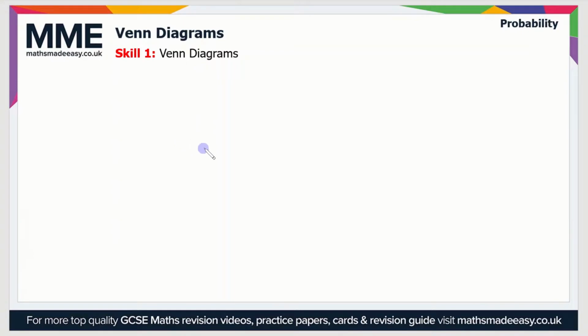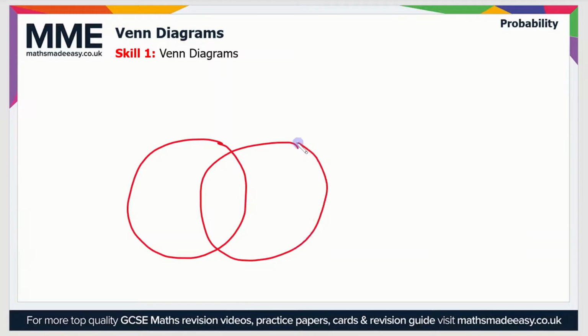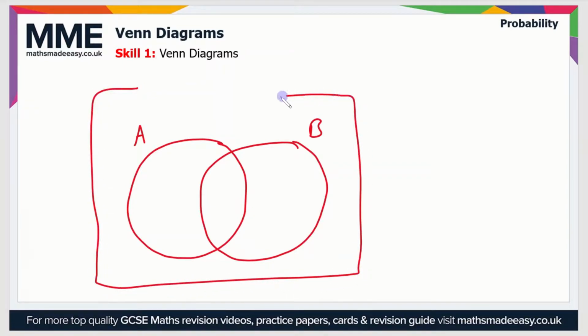So very simply, a Venn diagram for two different sets looks like this. We have two circles, so let's say that this is set A and set B, and we have a box around the two. Everything should be included in the box, and any pieces of data that belong in set A should be inside the A circle, and any that belong in set B should be inside the B circle. If there's any that belong in both, so that's both A and B, they should go into the intersection between the two circles.